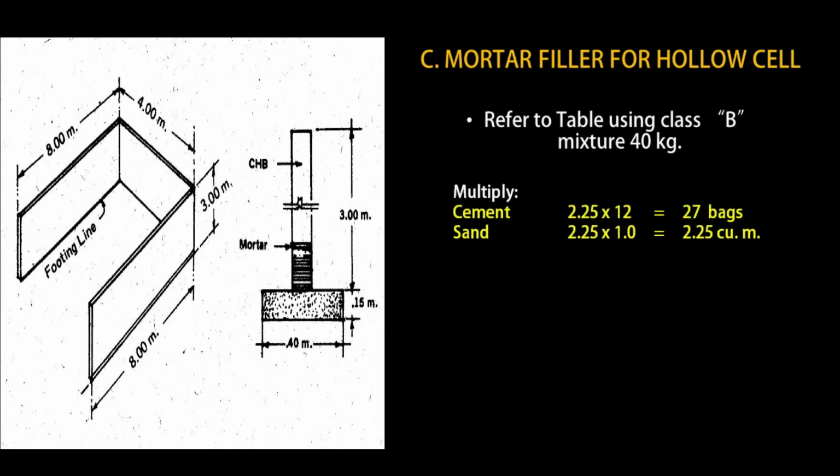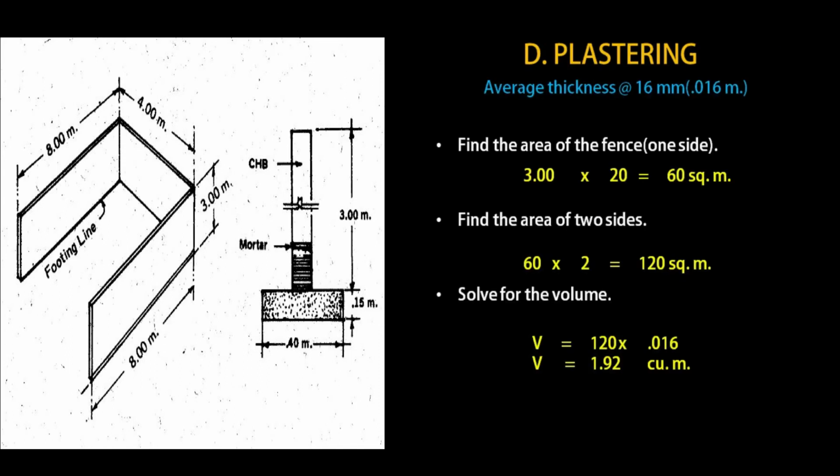For plastering at an average of 16 mm thick, we first find the area of the fence for one side. 3 meters by 20 meters is equal to 60 square meters. Then, we find the area of the two sides by multiplying 60 square meters by 2. That would be 120 square meters. Then, we will solve for the volume. 120 square meters times 0.016. That would give us a volume of 1.92 cubic meter.